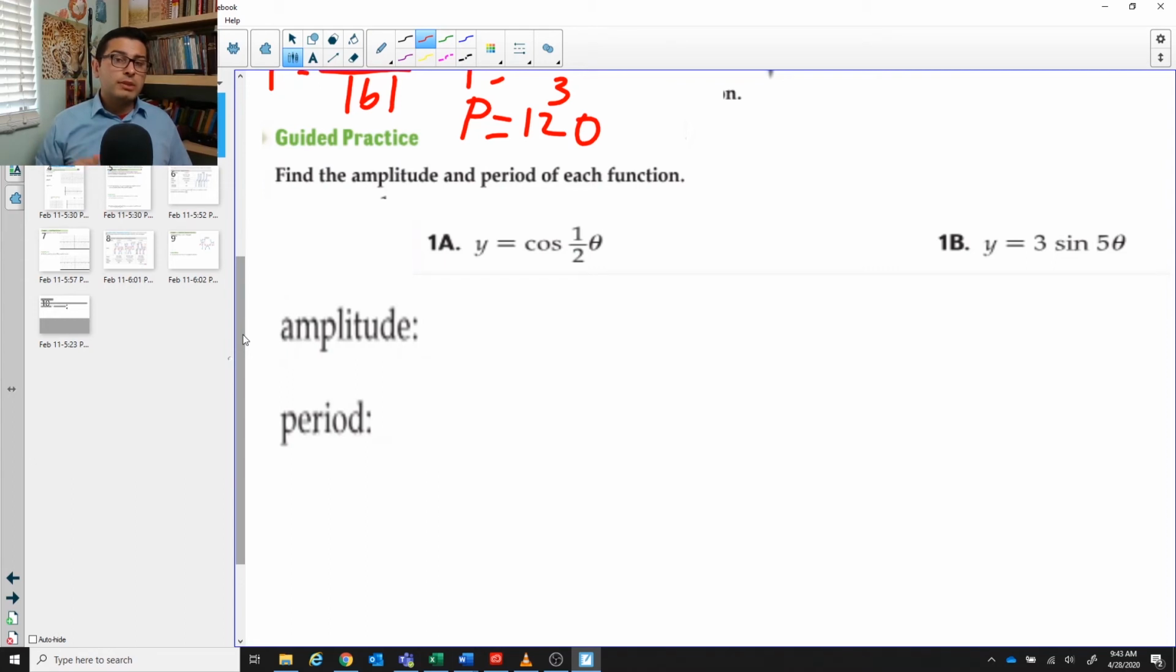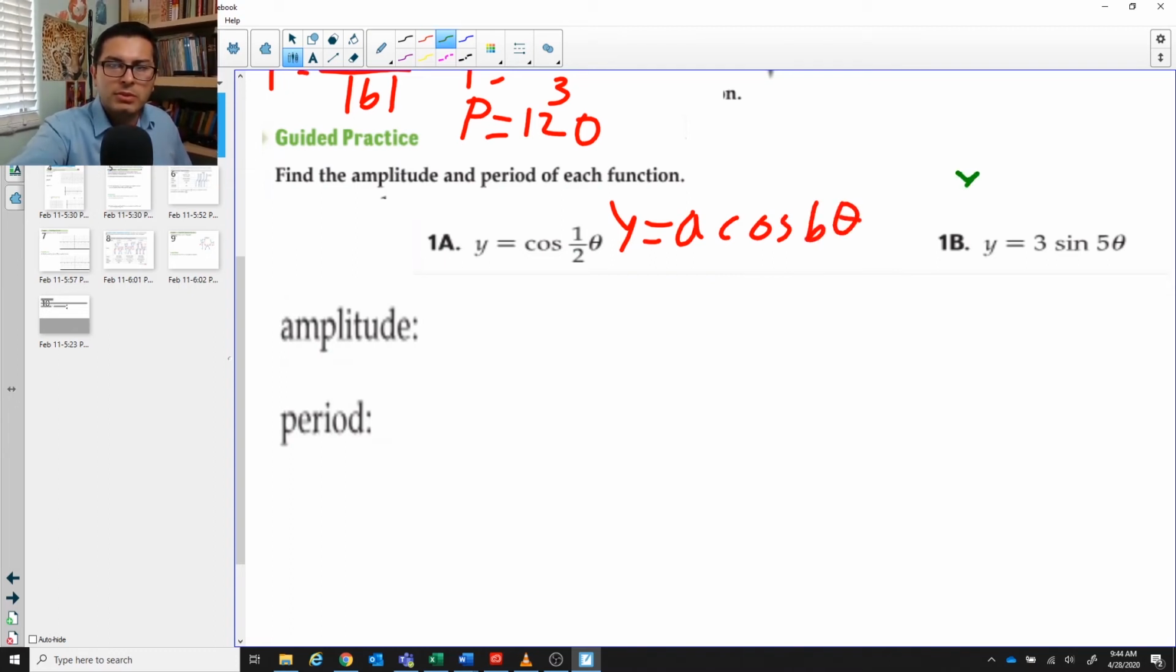Good job for pausing the video and trying this out yourself. So let's try and figure this out, and we're not going to graph it because we have all the information right here to help us out. I'm going to write down my almost general forms of the equation right now. This is going to be y equals a cosine of b theta, whereas my sine function is going to be y equals a sine of b theta.